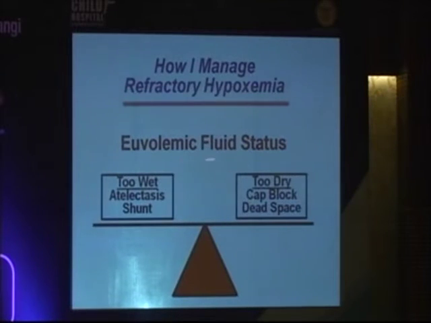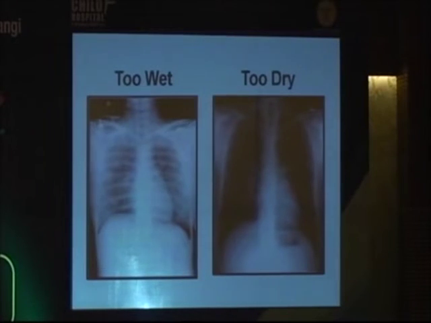Ideally, we would aim for a euvolemic fluid status in these patients. If these patients are too wet, this will lead to alterations in surfactant, atelectasis, and increase in shunt. And if these patients are too dry, this will lead to this phenomena of capillary blockade and increased alveolar dead space. So a lung that is too wet on the left, you can see that this would be a lung that would be non-compliant and perhaps difficult to recruit.